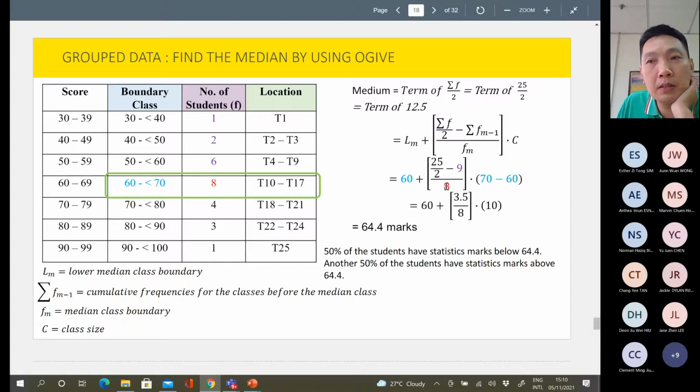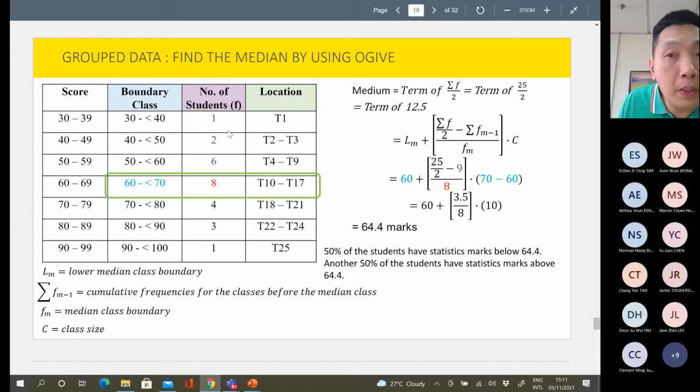Some students may ask, how do we know the 4th class is the median class? You have to identify the location first, because from the location or the term, then you can identify the median class. Let's start from the beginning again. We identify the location or term of the median using this formula. So it's at the location of 12.5. Location of 12.5 is the location of the median. That's the meaning.